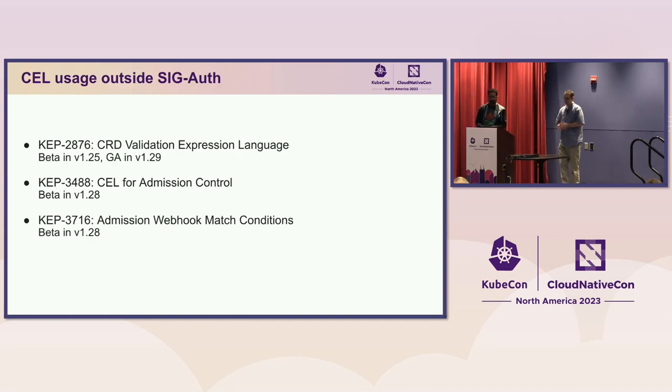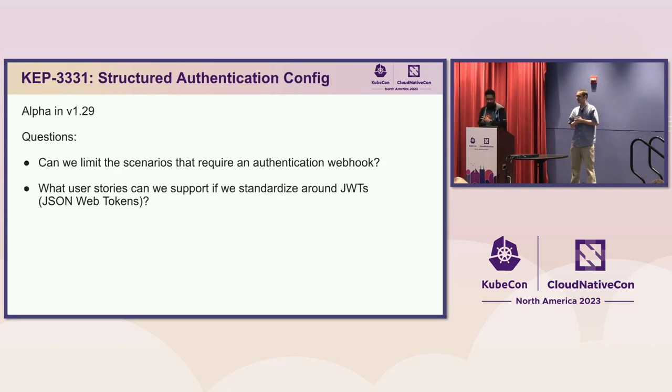So here are some of the places outside of SIG Auth where CEL is being used. We won't go into them too deeply because these have been covered in the API Machinery deep dive, and I think at least one other talk covered these. But I just want to highlight one thing, which is that all of these use cases are either directly or indirectly related to the usage of CEL in REST APIs, whereas the next two things we're going to talk about are usage of CEL in a file-based config that's passed to the API server. So this went alpha in v1.29.